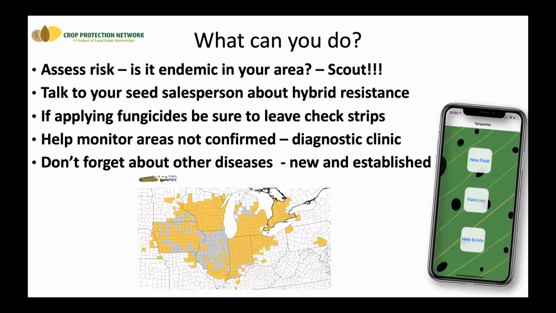I think that growers need to be having a conversation with their seed salespeople about resistance, in particular comparing varieties that do well in our area in terms of yield. Are there differences in the resistance level in some of those? Going forward, I'm sure that some people will want to be looking at fungicide options, and I'd encourage folks to leave check strips there so we can all learn about the impact of some of these fungicides. And don't forget about other diseases. Endemic diseases like northern leaf blight and gray leaf spot are certainly not to be ignored.